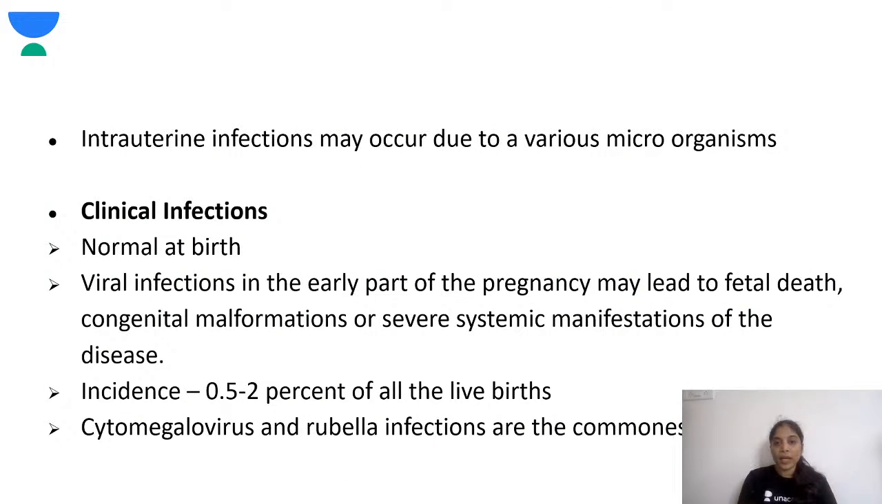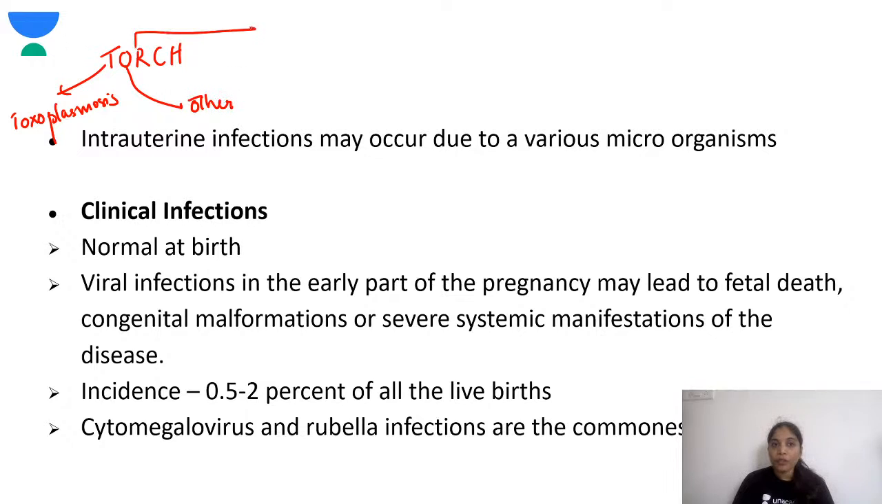Okay. So today's topic is intrauterine infections. Intrauterine infections are caused by a lot of microorganisms, right? There are viral infections, there are bacterial infections. For example, there is an acronym for the intrauterine infections, which is called TORCH. T is for toxoplasmosis. O is for other infections. There are a lot of infections which come under this, so I will talk about it next. R is for the rubella infections, C for cytomegalovirus infections, H for herpes.